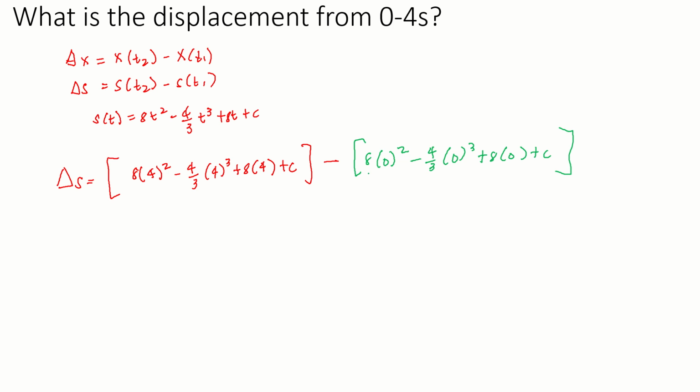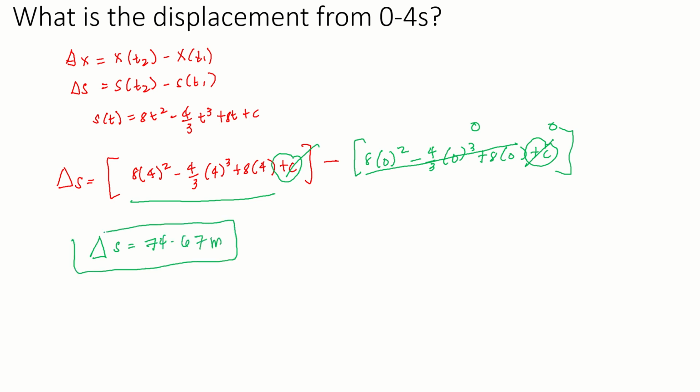So, let's see, all of this becomes 0. We have a plus c here, and we also have a plus c here. However, this is subtraction, so this becomes negative c. This value ultimately becomes 0 as well. So you're left with just this remaining part. Evaluating this in your calculator, you'll get a value of 74.67 meters, rounded to 2 decimal places. So this is the displacement from 0 to 4 seconds.